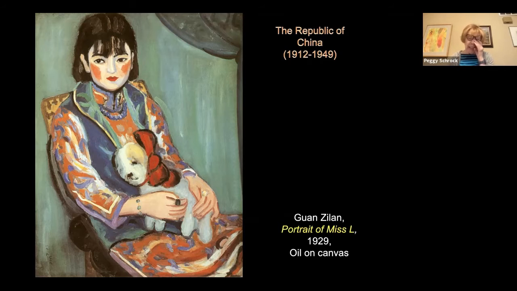And when you look at a painting like this, it's painfully obvious what this artist is looking at. He's looking at Western European art of the early 20th century. And I shouldn't say he, because this is a woman artist, Guan Zilan. It's Portrait of Miss L. It's number 1, oil on canvas, which is certainly not a Chinese painting format. Everything about it is Western. The idea of portraiture is Western.